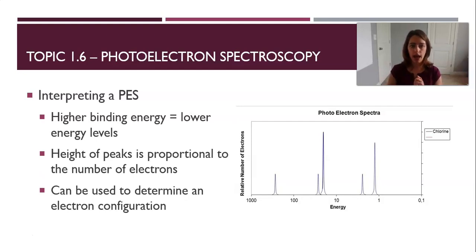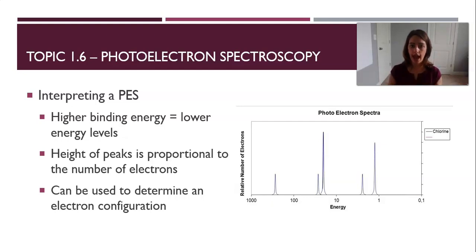Higher binding energy means lower energy levels. Coulomb's law tells us that the electrons that are closer to the nucleus are going to be held a lot more tightly, because it's lower distance, greater force. That attraction between the protons in the nucleus is going to hold on tightly to those electrons. So your higher energy is going to be your inner energy levels.